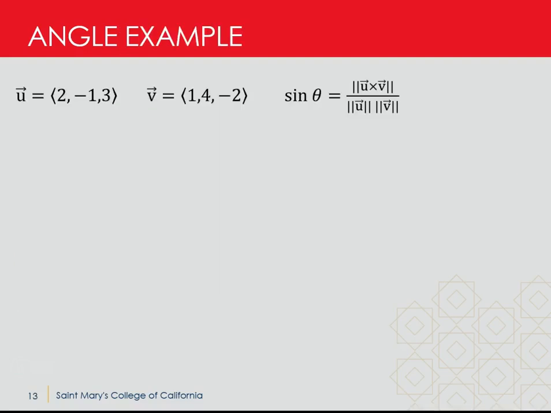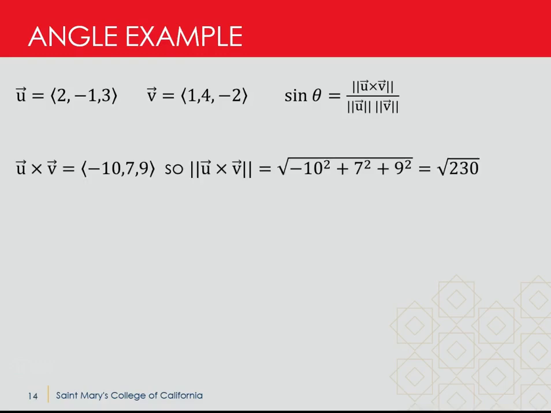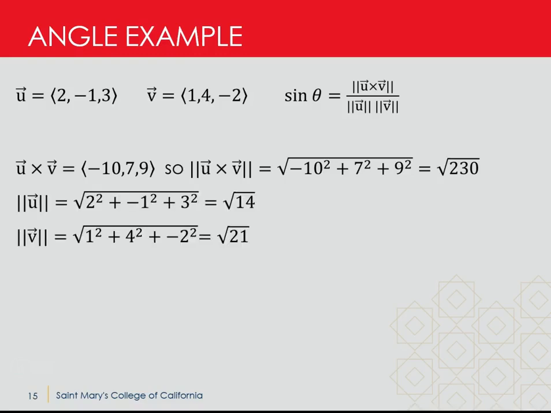Okay, so let's go ahead and use all this to find an angle between 2 vectors. So we have our 2 vectors u and v here, 2, negative 1, 3, and 1, 4, negative 2. And then the sine is given by the magnitude of the cross product divided by each of the individual magnitudes. I've just shortcutted it there to find the actual cross product, which is negative 10, 7, 9, and the magnitude of that, we just take each of the elements squared and add them together. We also need each of the individual magnitudes, so root 14 and root 21. And if we divide all that together, we get root 230 over root 14 times root 21.